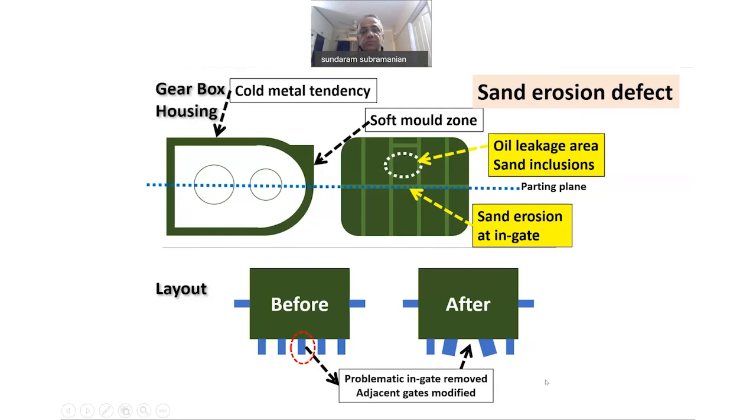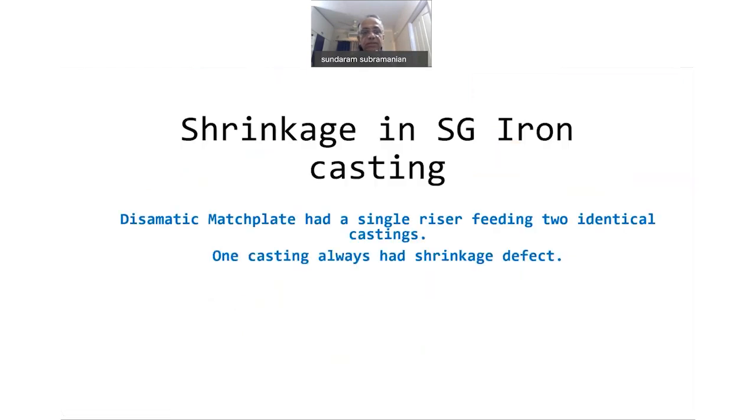So another example we'll take is about the shrinkage in SG iron casting. It's a dimensionally matched match plate. It had a single riser feeding two identical castings. One casting always had a shrinkage defect. Now this match plate is filled in a vertical position and then made horizontal and placed on the pallet. So why didn't the other one have it? That's the question.